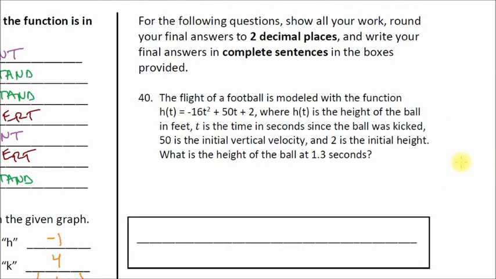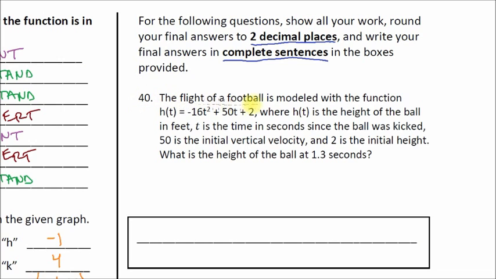Question number 40 on the Review 2 worksheet. For the following question, show all your work, round your final answer to 2 decimal places if required, and write your final answer in complete sentences in the boxes provided. Okay, now class, I am not going to write the complete sentences. I'm going to let you do that, but I will say them, and then you can write them down after you try the problems, of course, on your own.